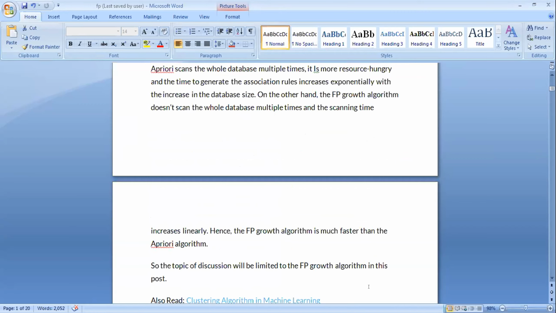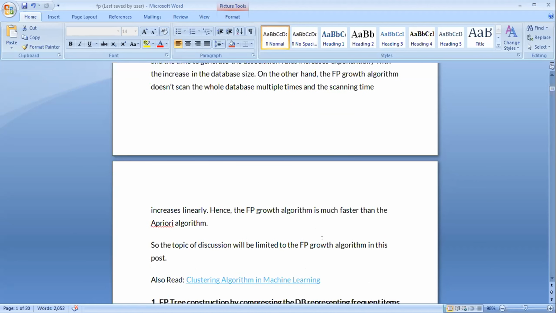So here the FP growth algorithm is much faster than the Apriori algorithm. Simply you can say that. If you scan for each item a number of times, automatically it takes more time. Whereas here you consider it once, so there is no need to repeat again. That is easy, and it is faster than the other algorithm. So that is the difference between FP growth and the Apriori algorithm.